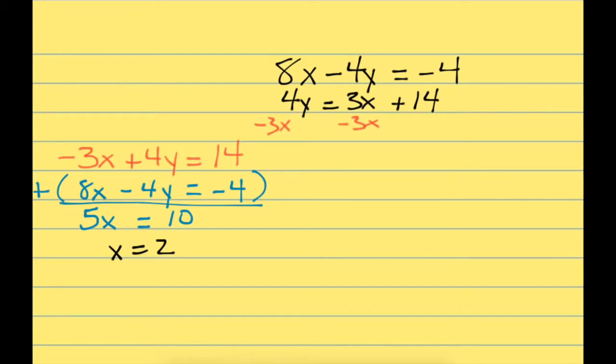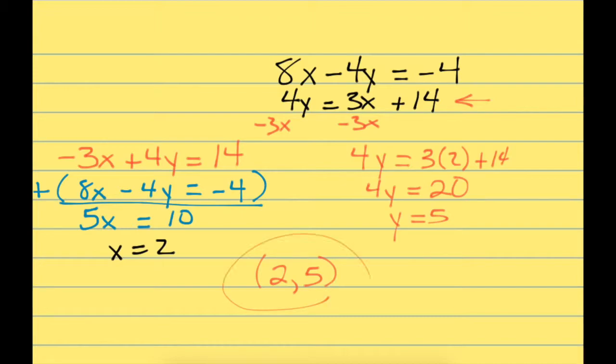I could even plug it into this one that I rearranged, which might be helpful in some cases. Because 4y equals 3 times 2 plus 14. 3 times 2 is 6, plus 14 is 20, and dividing by 4 gives us y equals 5. So it might be a little quicker that way than plugging it into one of the other equations, but do whichever works best for you. As long as you get the right answer, your method doesn't have to be exactly like mine.